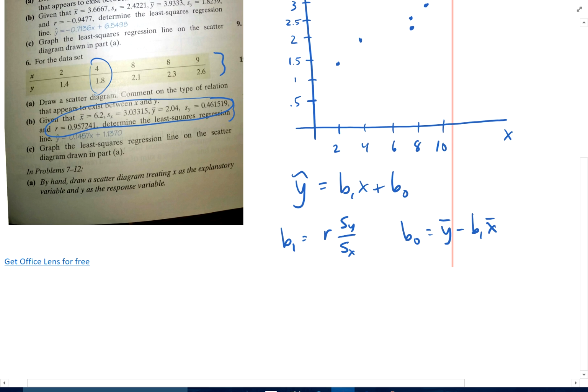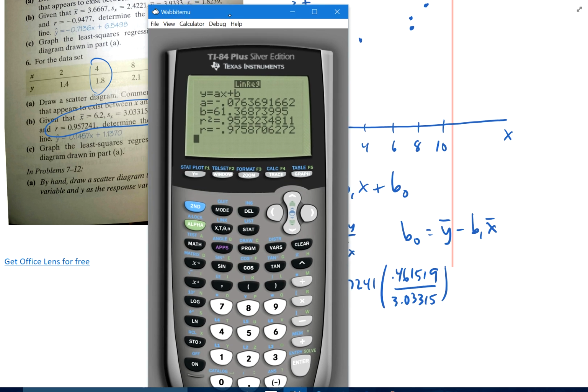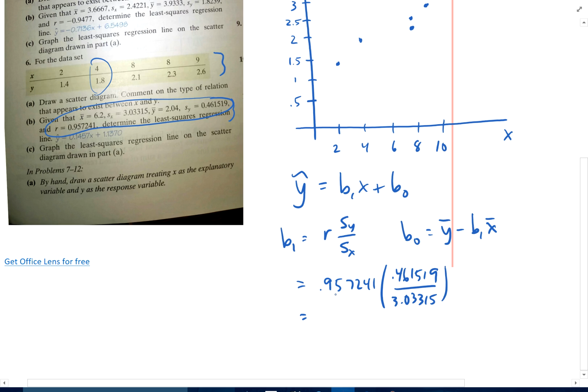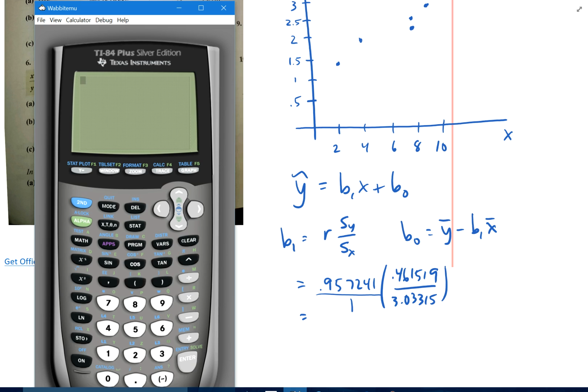Okay, so then let's just substitute our numbers in. So we've got r is 0.957241, and we don't want to round until the very end. S sub y is 0.461519. S sub x is 3.03315. So if we plug that in, I'm going to do that so you can see it on the calculator here. This is a fraction over 1, so I'm going to multiply the tops together, then divide by the bottom.